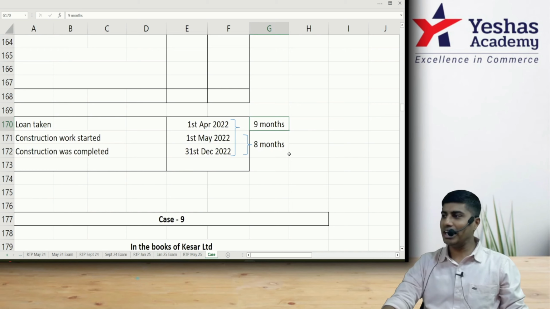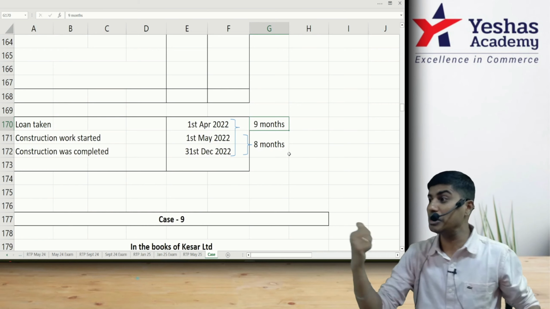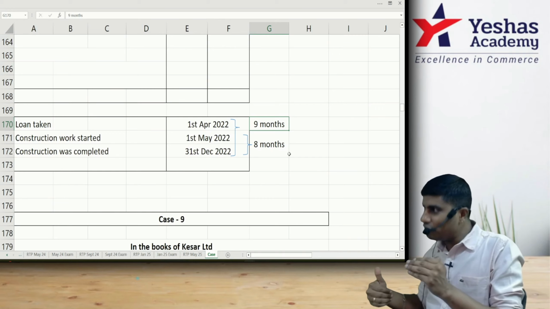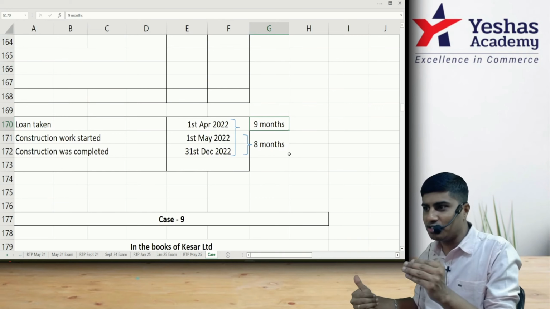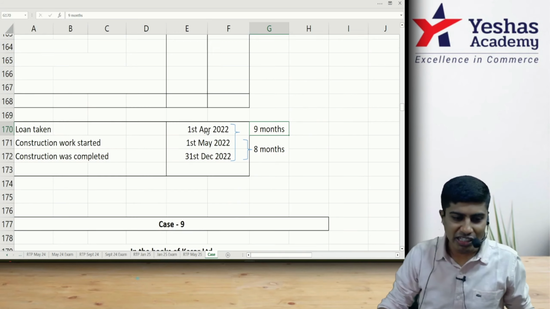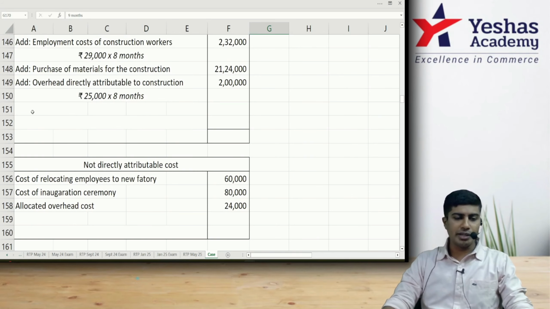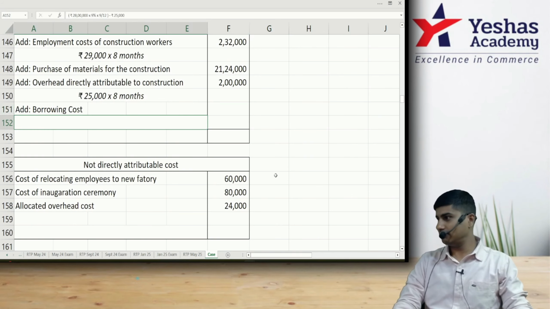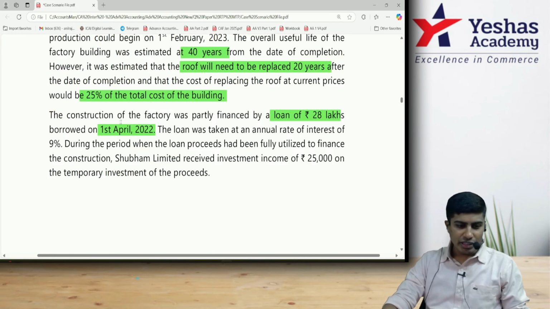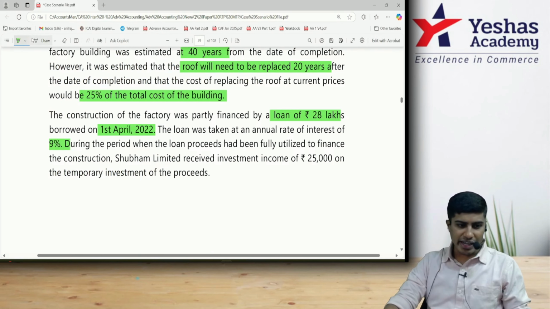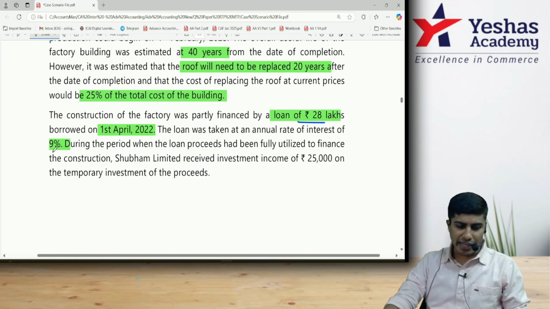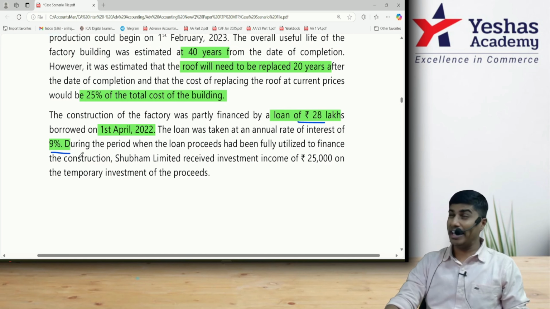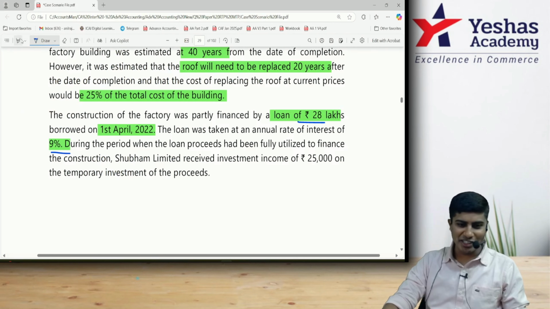For these 9 months, interest has to be capitalized to the cost of the asset, specific loan. After 31st of December, January, February, March, interest will be charged to P&L. Shall we do that also? How much is the loan taken? 28 lakh. What is the rate of interest? 9%. What is the period? 9 months on 28 lakhs at 9%. How much do we get? 1 lakh. There's one last piece of information.